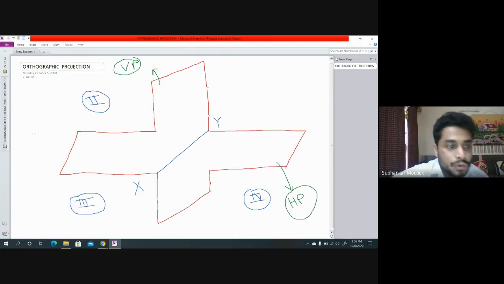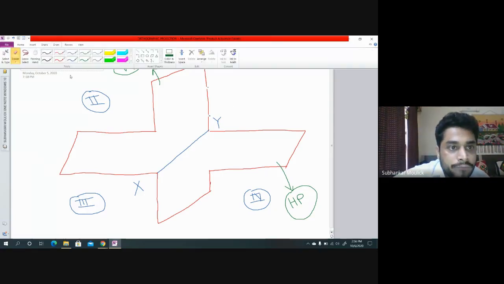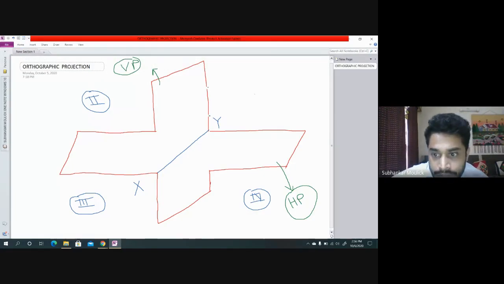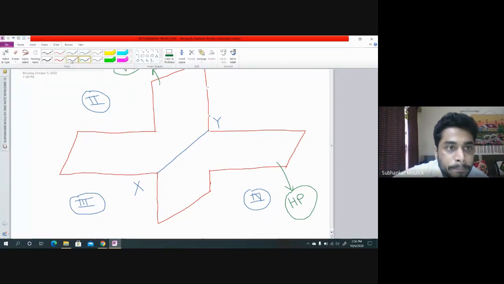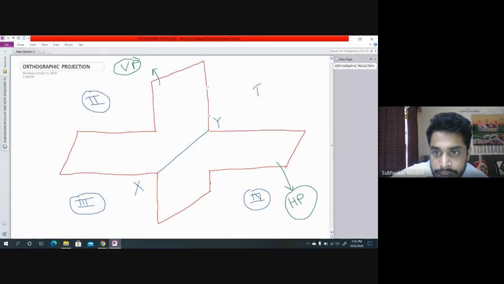Fine. So what I was telling about the different coordinates. This is my first coordinate, my second coordinate, third coordinate, fourth coordinate. But in orthographic projection, we will not call them coordinates, because my object can be placed in any of them. My object can be placed in the first, second, third, and so on. So I will not talk about first, second, third, fourth.